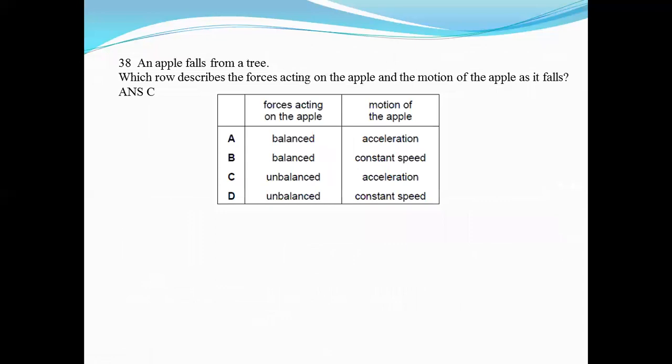An apple falls from a tree. Which row describes the forces acting on the apple and the motion of the apple as it falls? Whenever it is falling downward, it will be accelerating, its speed will be increasing. So whenever any object falls in the presence of air, its speed increases, right? So the correct option is C. The forces acting on the apple, they are unbalanced. As the body is accelerating, the speed is increasing, and the motion of the apple is that it is accelerating. C is the correct option.